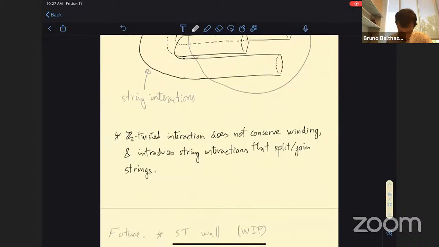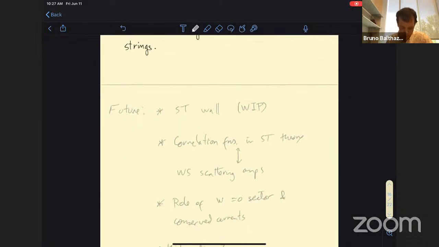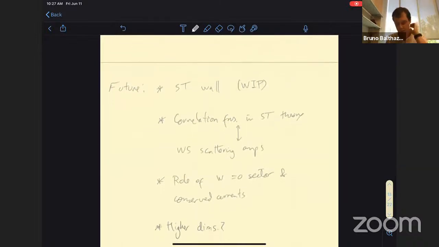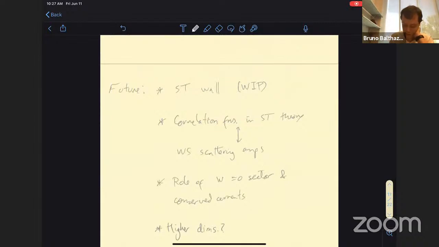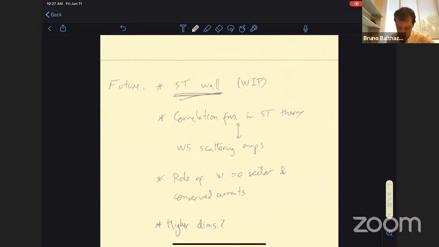Okay, I guess I finished a bit early, but just to point to some future directions. Like I mentioned, the space-time wall is one of the things that we're exploring right now, some work in progress. And then once we have that, it'd be nice to understand how to map worldsheet scattering amplitudes to correlation functions in the space-time theory. Because like I mentioned, the space-time theory correlation functions depend on the wall, even for the delta function normalizable and the non-normalizable operators.